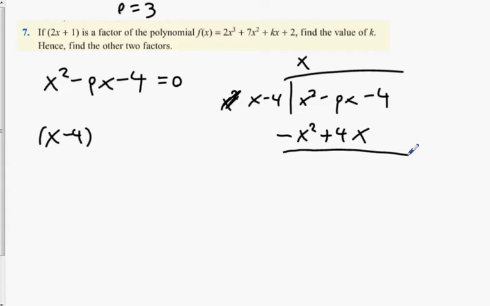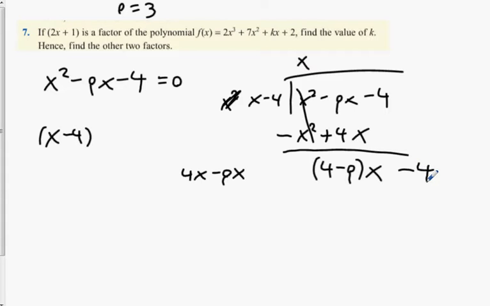Now here's the hard part. x squared minus x squared is 0, yeah? What's 4x minus px? Nothing you can do, is there? Because you don't know what p is. We know p is 3 if we get the answer correct, but we don't know what it is right now, yeah? So we're just going to write down 4 minus p times x. Do you see what I did there? I just factorized it. I didn't do anything else, yeah? And there you're going to have minus 4 over here.